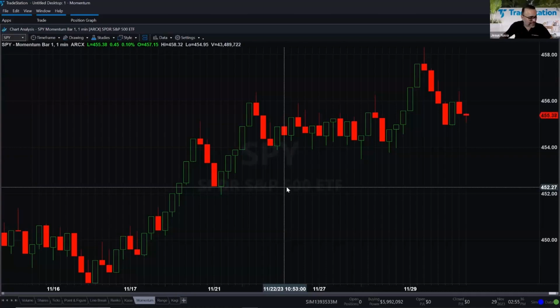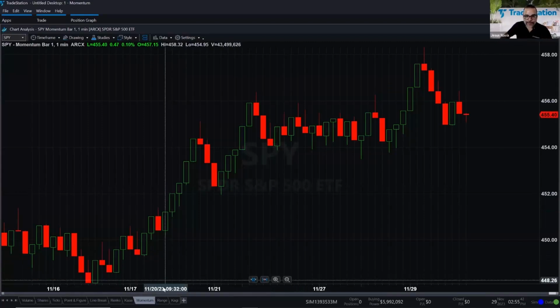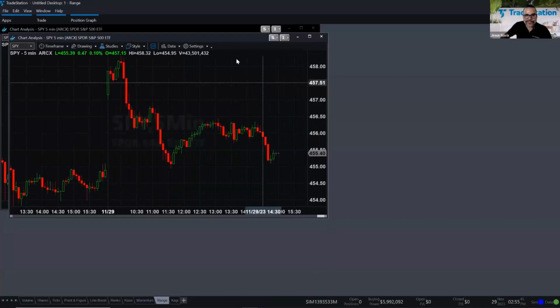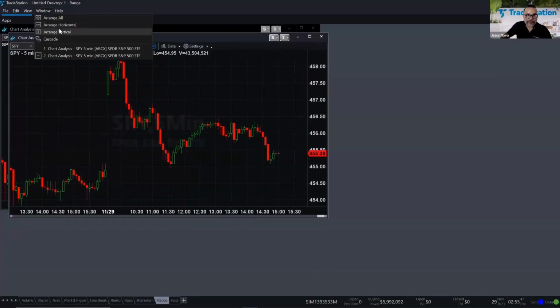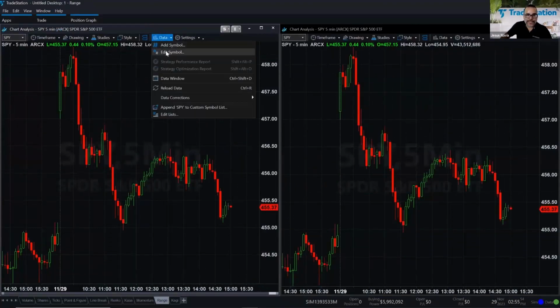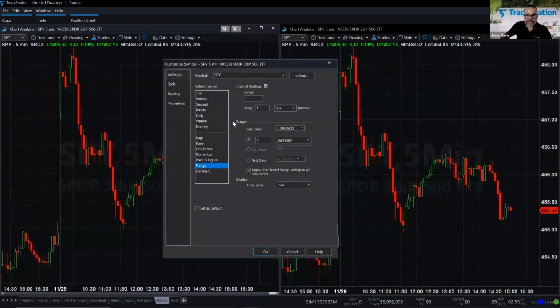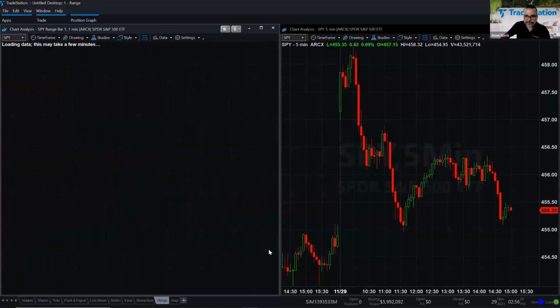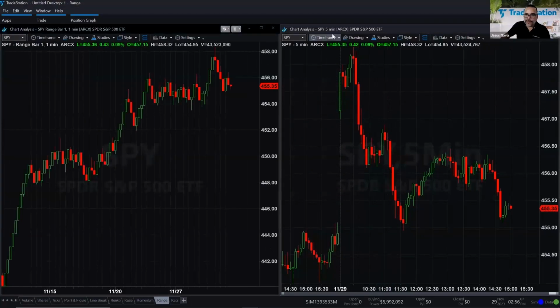So we talked about momentum, and I'm running out of time, but I'm just going to finish off connecting these 3 charts together. I'm going to go to range because range is exactly the same. I'm going to go here, arrange vertical. These are both 5 minutes. I'm going to take my data, edit symbol, and set it to range 1 minute. I'm going to use minute bars and go back 2 years. And on this one, I'm going to set it to daily.